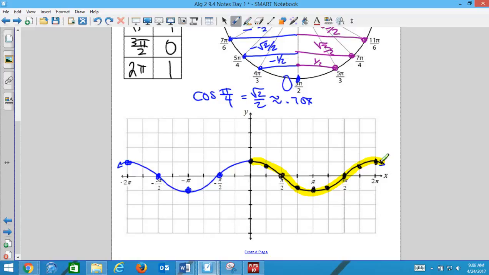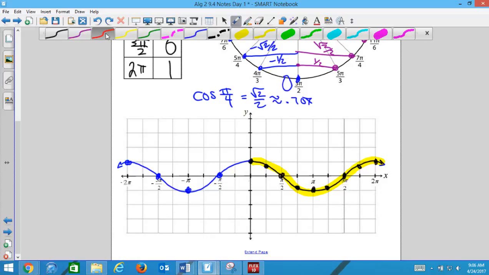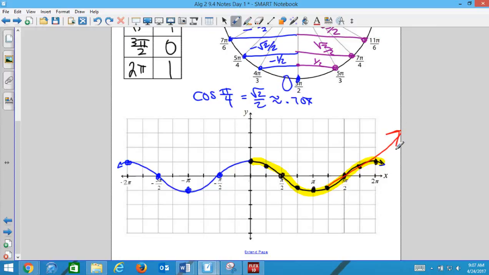One thing I see people do wrong often on cosine. So this is wrong what I'm about to do. This is wrong. I see this happen all the time. Because they are going up, but then you don't think about what's next. The next thing would be down, so at least curve your arrow down.